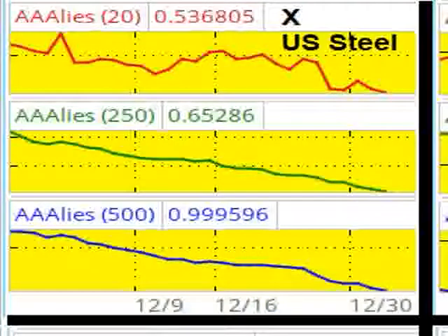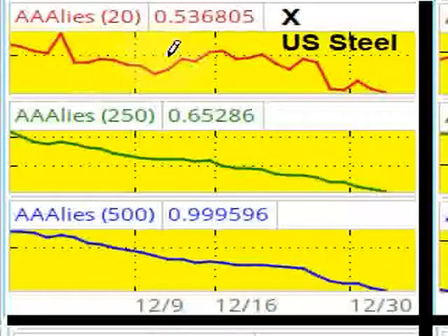Alrighty, here are some actual stats. This is US Steel, symbol X. What you're looking at here is the simplest of possible algorithms being plotted on different averages. The top one is a 20-day moving average, the middle one is a 250-day moving average, and the bottom one is a 500-day moving average. What's being plotted is very simple: the day's range, from high to low, and how that changes over time. It's showing an average of that.